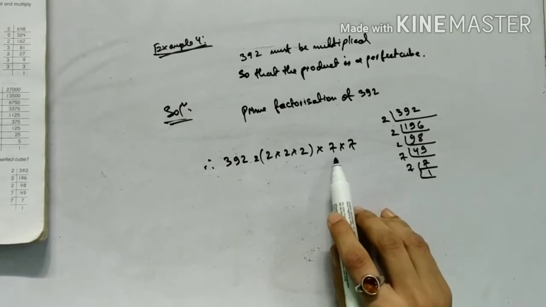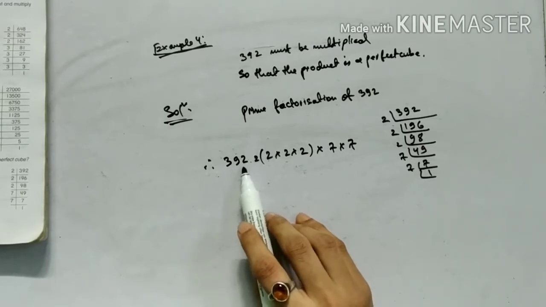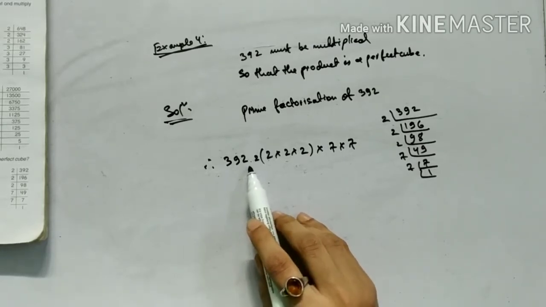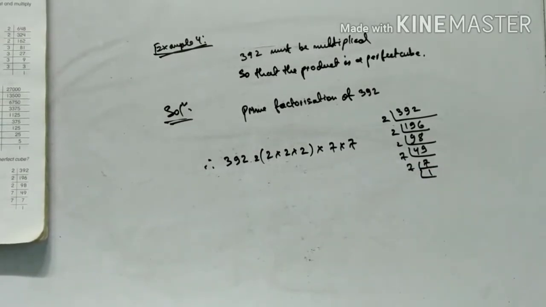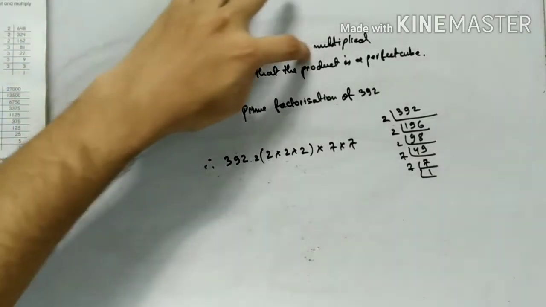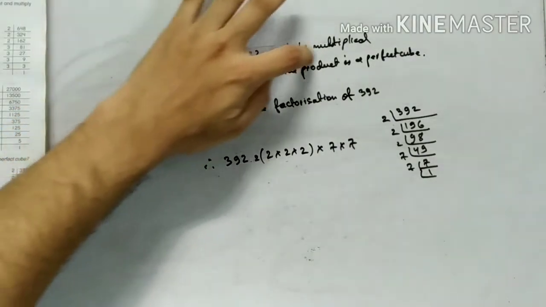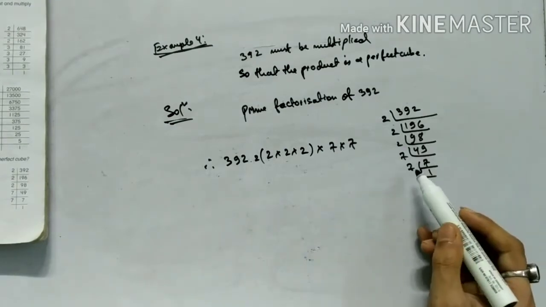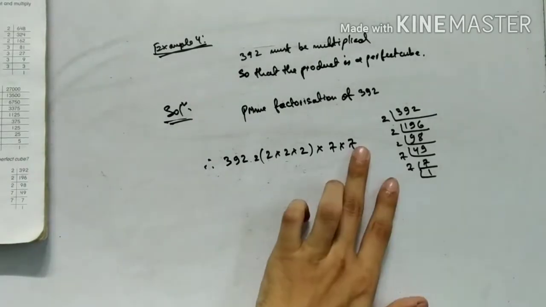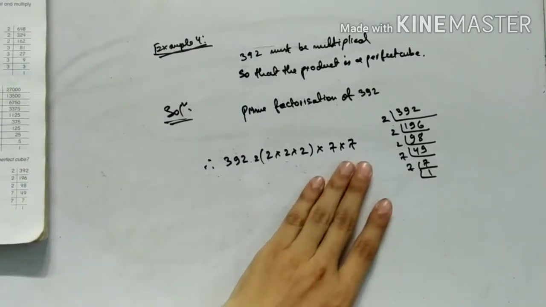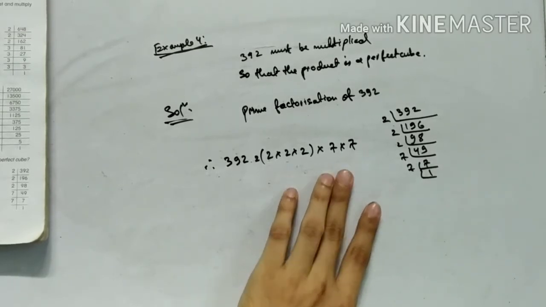Now you see, this 392 is not a perfect cube. To make 392 a perfect cube, I will have to multiply it by 7. What is the smallest number by which this should be multiplied so that the product is a perfect cube? After prime factorization, we have seen that one more factor 7 is required, because I am not able to make a group of 7; only two 7s are there. I need three 7s to make one group.